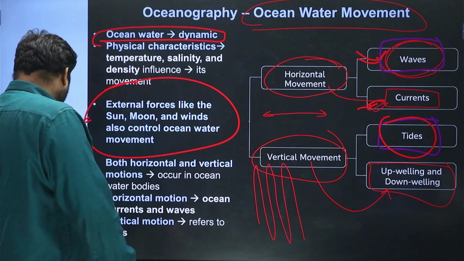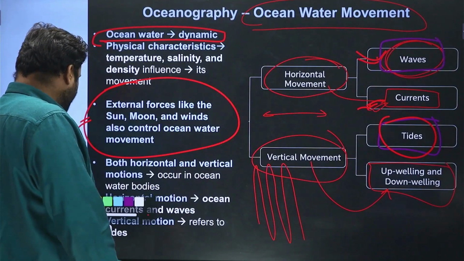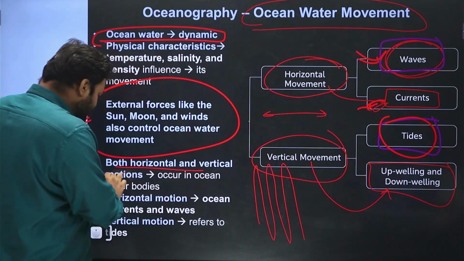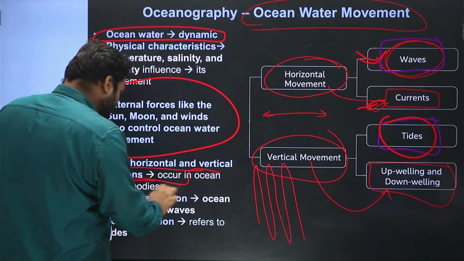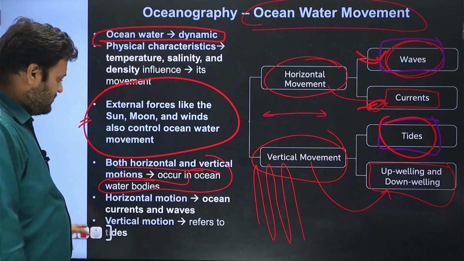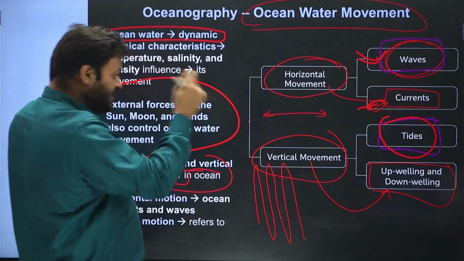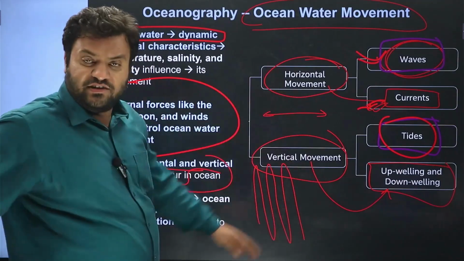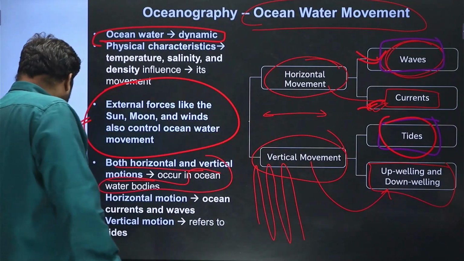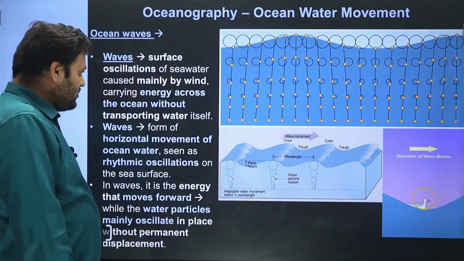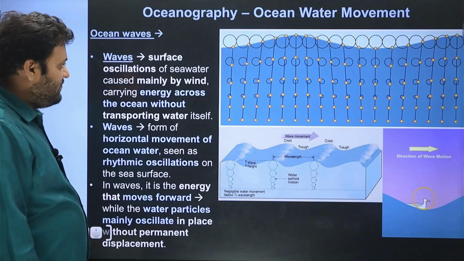When it comes to horizontal as well as vertical movement of ocean water, we have both horizontal as well as vertical motion in ocean water bodies. When it comes to the horizontal, we have currents and waves. When it comes to vertical, we have tides and upwelling and downwelling. Let's have a deep dive on waves as well as currents. Here on your screen you can see, guys, we have waves.